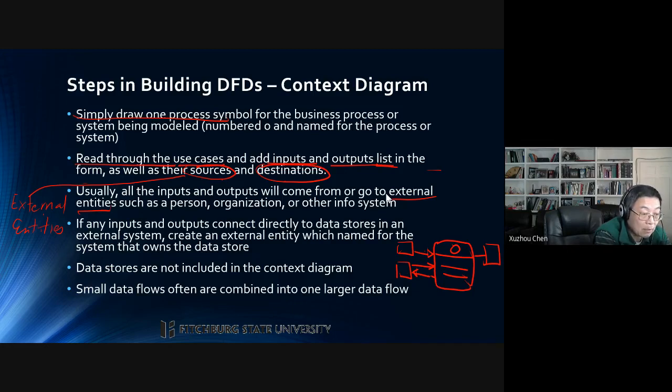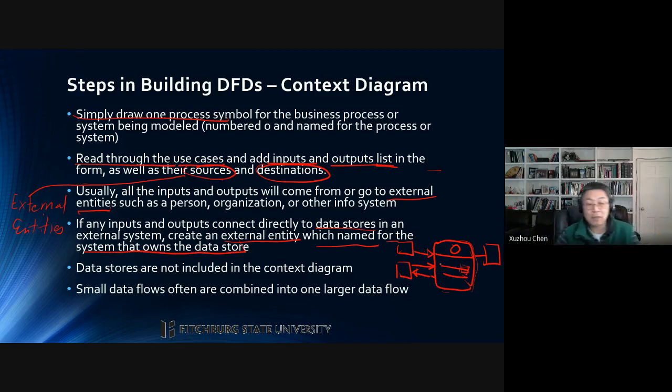connect directly to the data stores in the external system, then create an external entity named for the system that owns the data store. That's something we can do. And data stores are not included in the context diagram. The context diagram only interacts with the system itself. Data stores are going to be inside the system, as we mentioned last time.